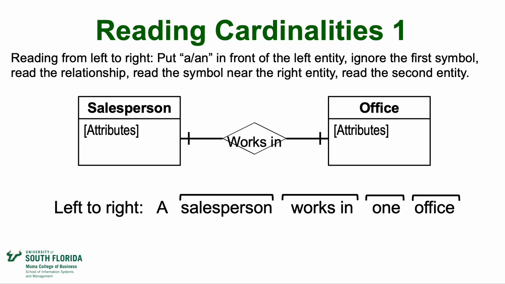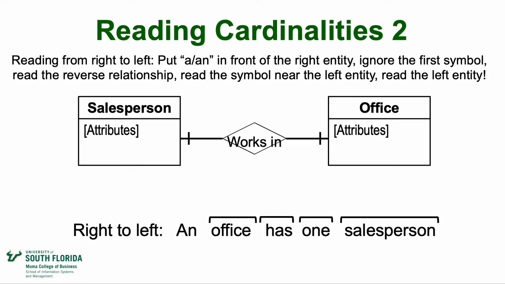To read cardinality information from a given ERD, we need to read the information in both directions. To read from left to right, put a or an in front of the left entity, ignore the symbol, read the relationship, read the symbol near the right entity, and then read the entity. Thus in the example below we read, a salesperson works in one office.